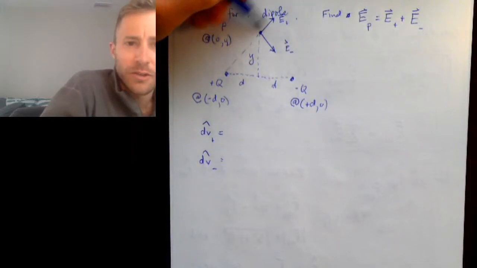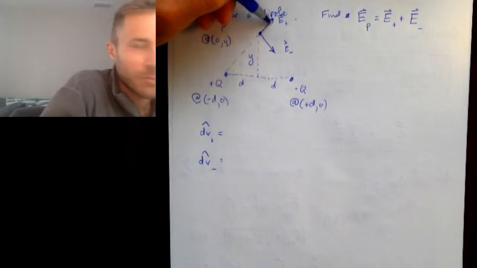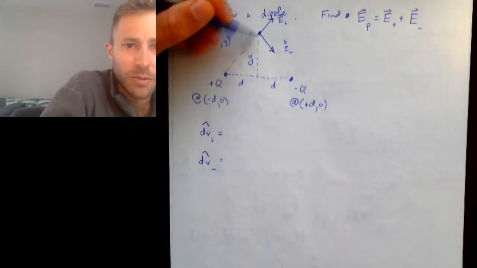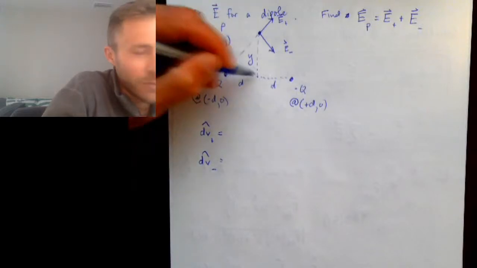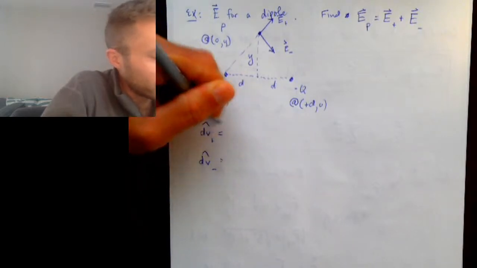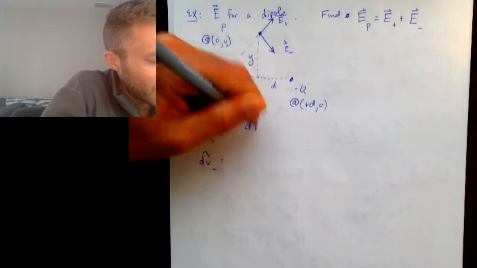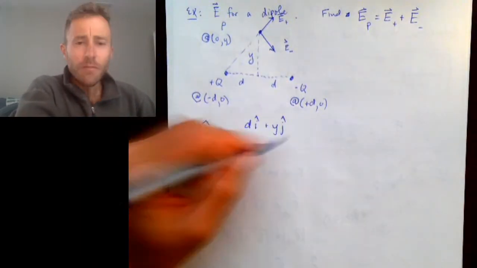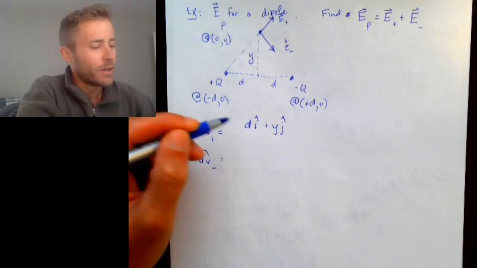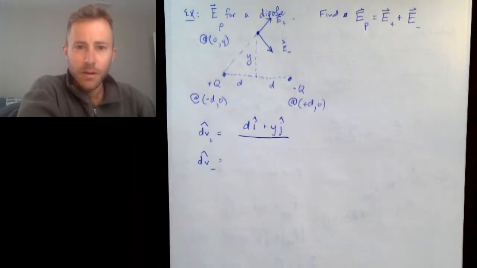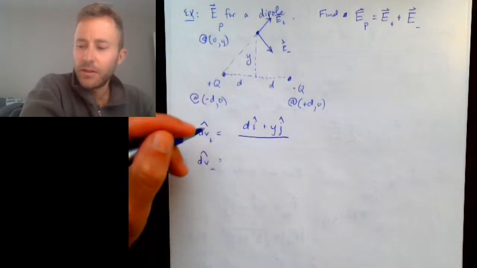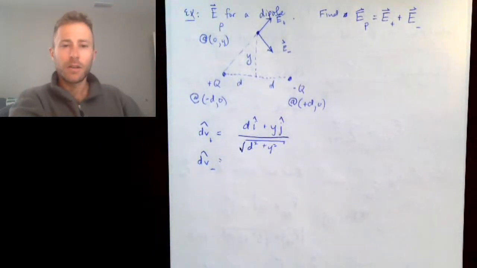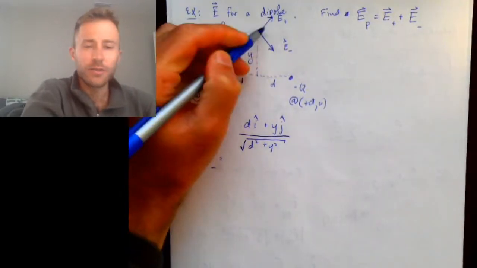Let's find the direction vector for E plus. We can see that this line is parallel to that line. So I'm going to use this line to create the unit vector that's parallel to it. This line goes over d and up y, so this direction vector points in the same direction as d i hat plus y j hat. This doesn't have a length of 1, so I have to divide by its length. Doing the Pythagorean theorem, the length is the square root of d squared plus y squared. So that is the unit vector that points in that direction.